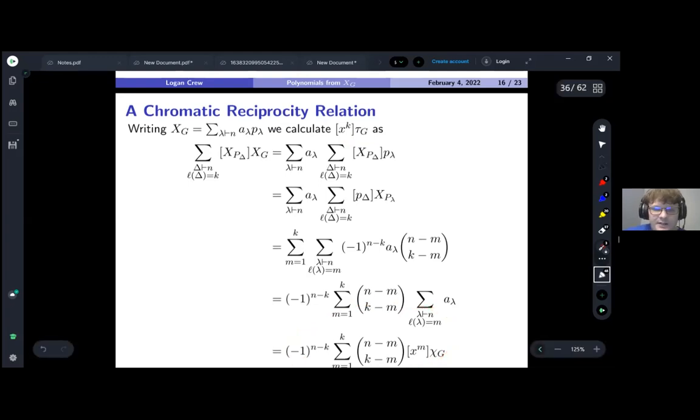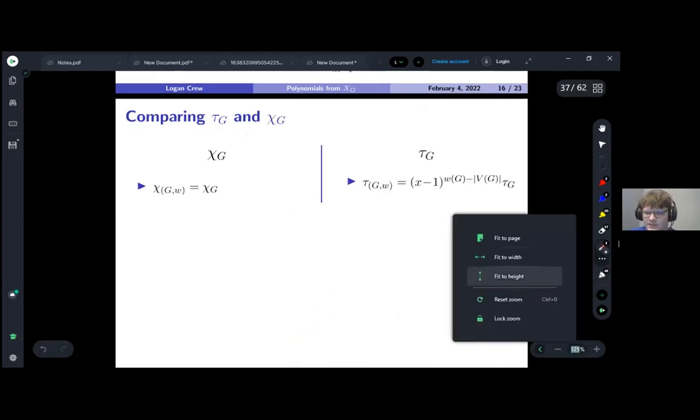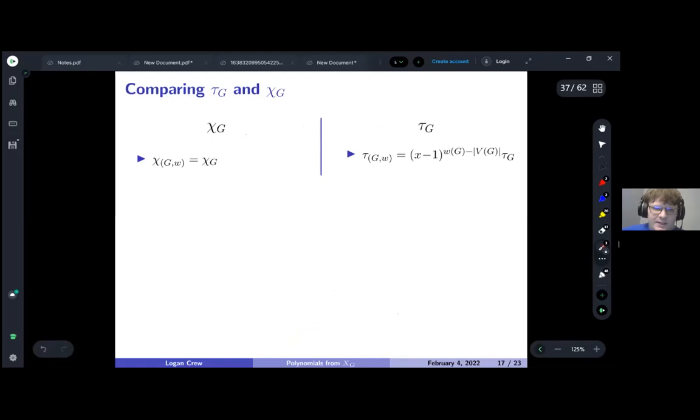This fact is slightly gross by itself, perhaps, in the sense that this formula isn't super nice, but it is what will allow us to show that the tree polynomial has some nice things because the chromatic polynomial does. So for example, let us compare some interesting properties of these. In chi g, well, if you take chi g on a weighted graph, you get back chi g. It doesn't tell you anything about weights, which kind of makes sense by the definition. It's about colorings and the edges between them. It says nothing about the weights.